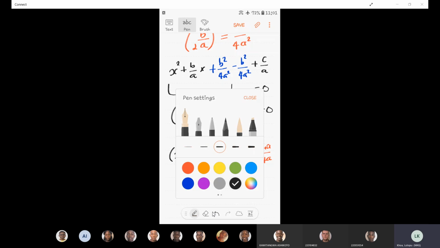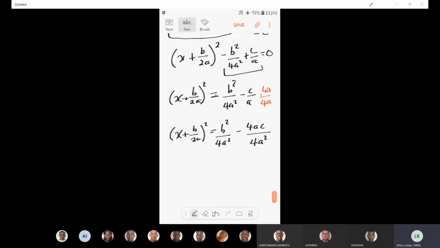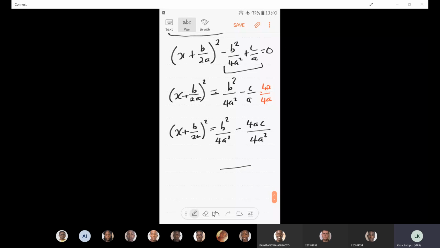The two fractions will have the same denominator, then I can combine them. So what I have is this. The left hand side remains as it is. On the right hand side I have b squared over 4a squared minus 4ac over 4a squared. Now the denominators are the same. I rewrite them as one fraction. This is 4a squared. Then I have b squared minus 4ac. Okay, this is x plus b over 2a, and this is squared.